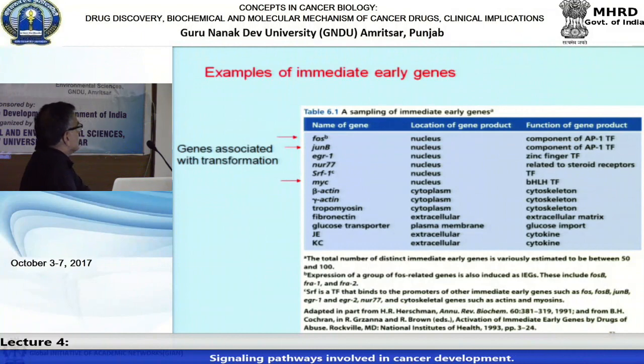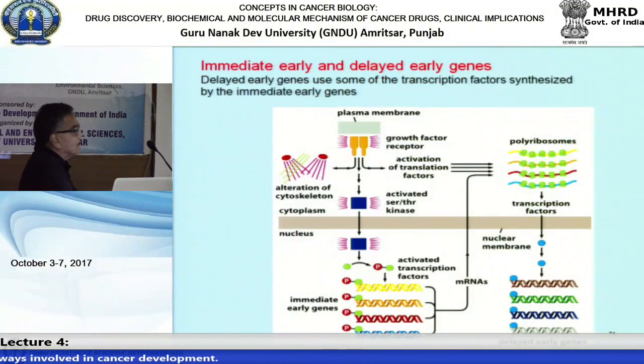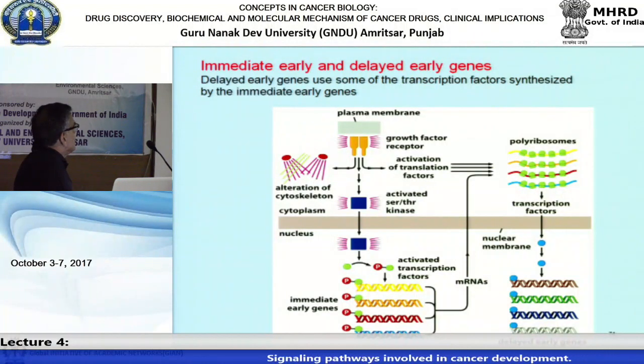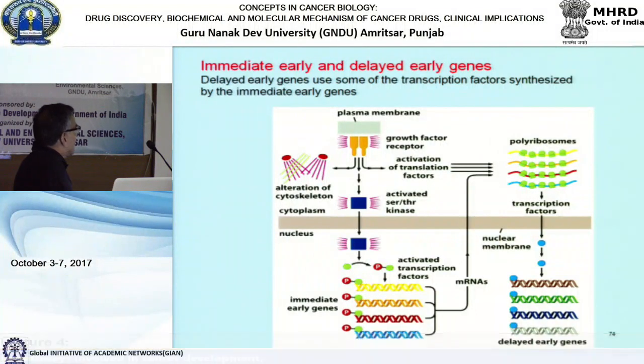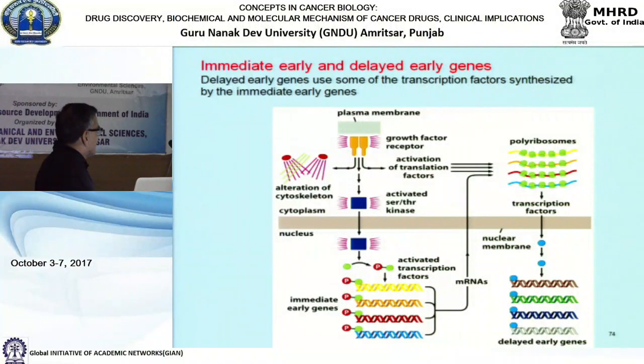These are some of the immediate early genes. I'm not going to go through the list of it, but here is the process. The delayed genes are really dependent on the early genes. So you have a growth factor receptor firing. You have the early gene synthesized once it goes through the signaling cascade, and you have the activated transcription factors. You have immediate early genes. Now those messenger RNAs of immediate early genes are again going to make proteins, and those proteins are going to serve as transcription factors for the subsequent genes, and those are called delayed genes.